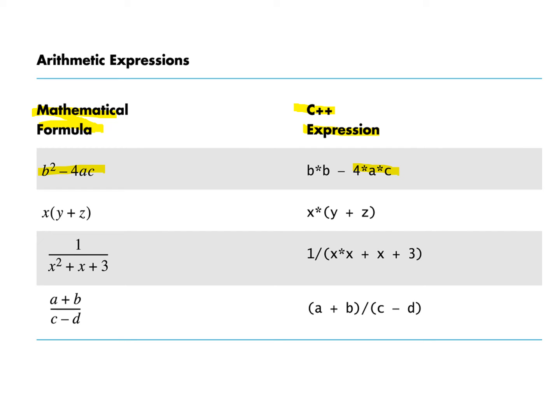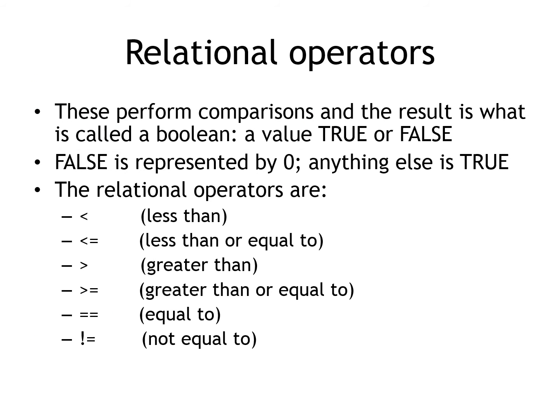X times y plus z, you need to write x multiply, in brackets, y plus z. 1 over x power of 2 plus x plus 3, you need to write like this. This is also the same: a plus b over c plus b, you need to use brackets, and then you need to use division. So you need to practice a lot, especially for those complicated mathematical formulas.